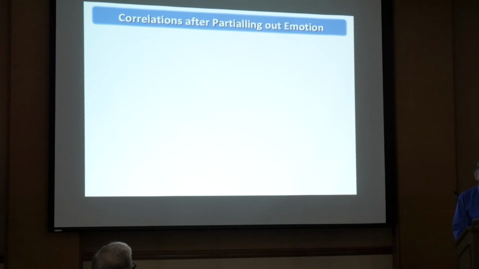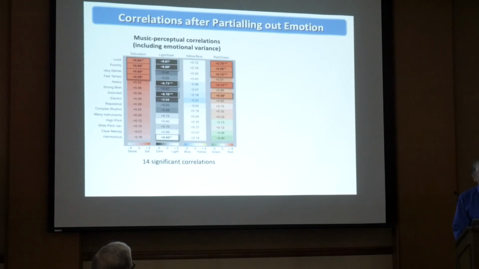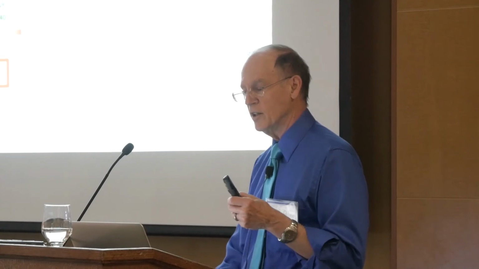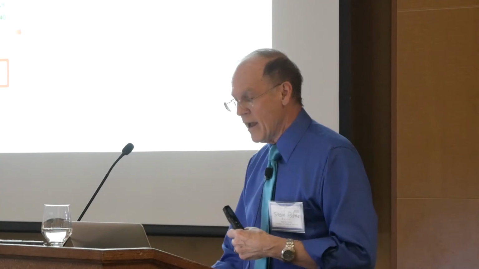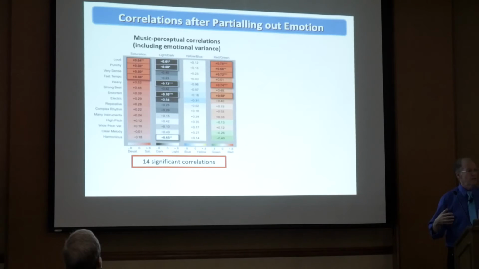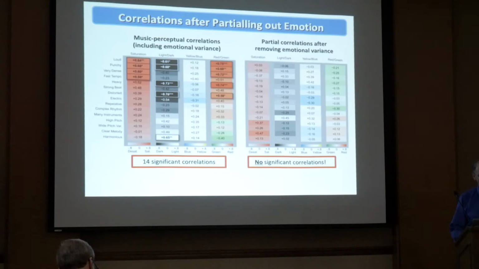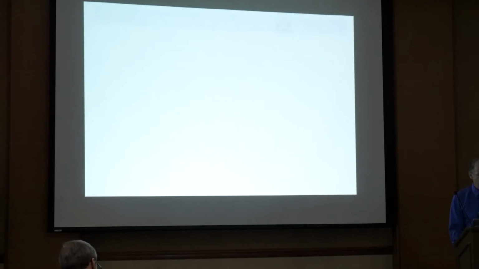But here's what I want to show you. So we're going to look at those correlations again. These are the correlations, 14 significant correlations between the music perceptual features and the colors that people picked. And now we're going to partial out the variance in that that is due to emotions. You can do this statistically, and in fact, you get no significant correlations. So all 14 of those significant correlations on the left disappeared after we partialed out the emotional variation.